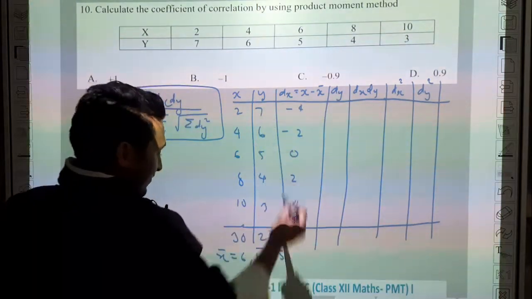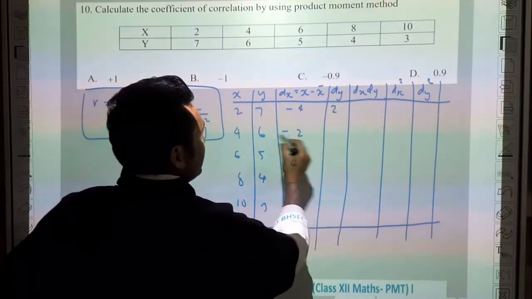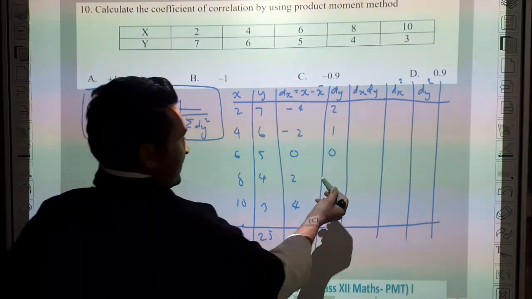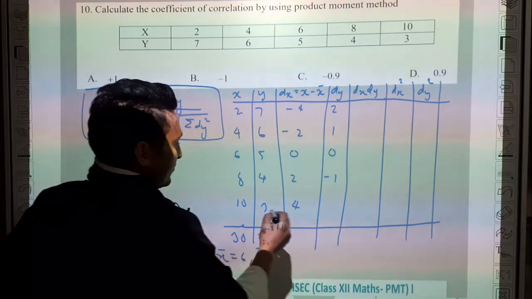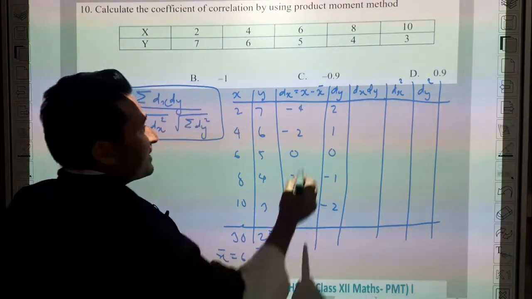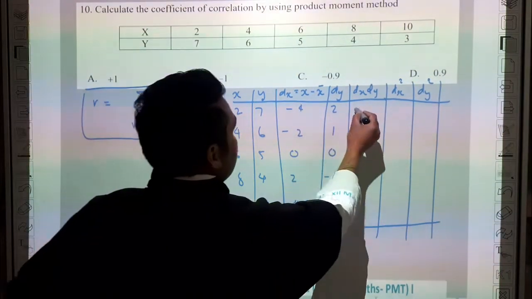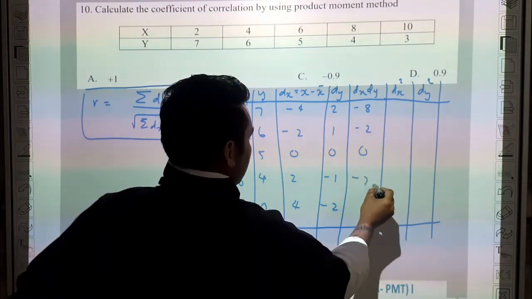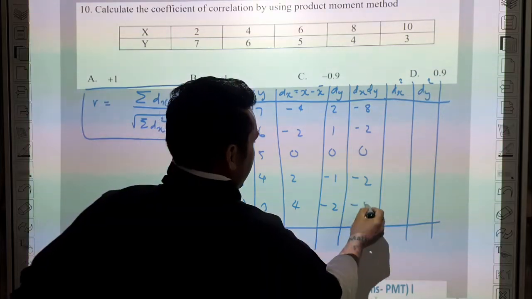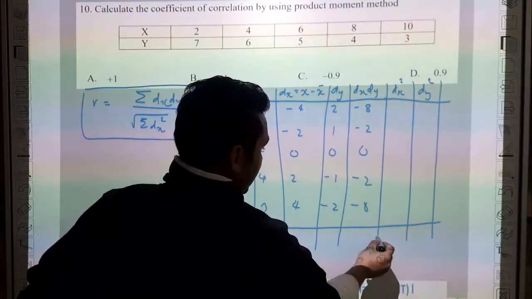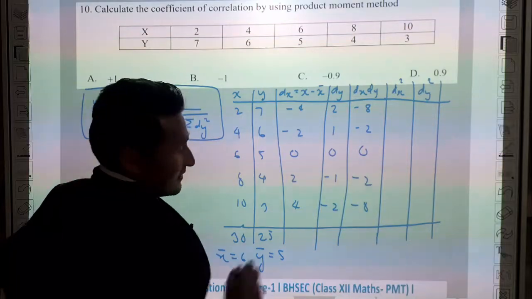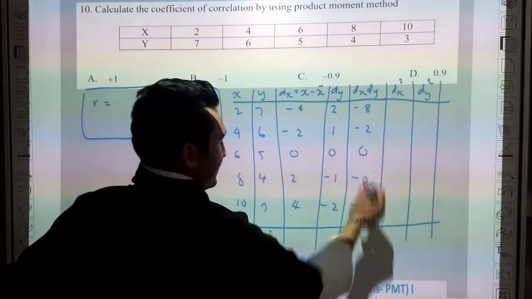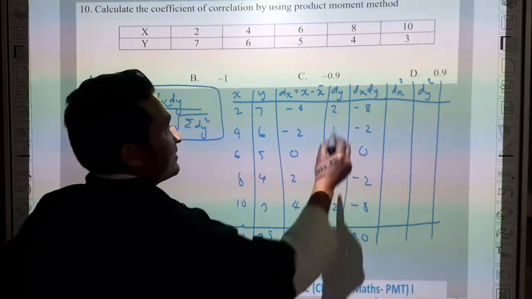Then dy, 7 minus 5, it is 2. 6 minus 5, it is 1. 5 minus 5 is 0. Then 4 minus 5 is negative 1. 3 minus 5 is negative 2. So dx dy, meaning just multiply these. So it is negative 8, this is negative 2, this is 0, this is negative 2, this is negative 8. Right? And we also need to add these things. So it is negative 20, right? Negative 20, yeah.